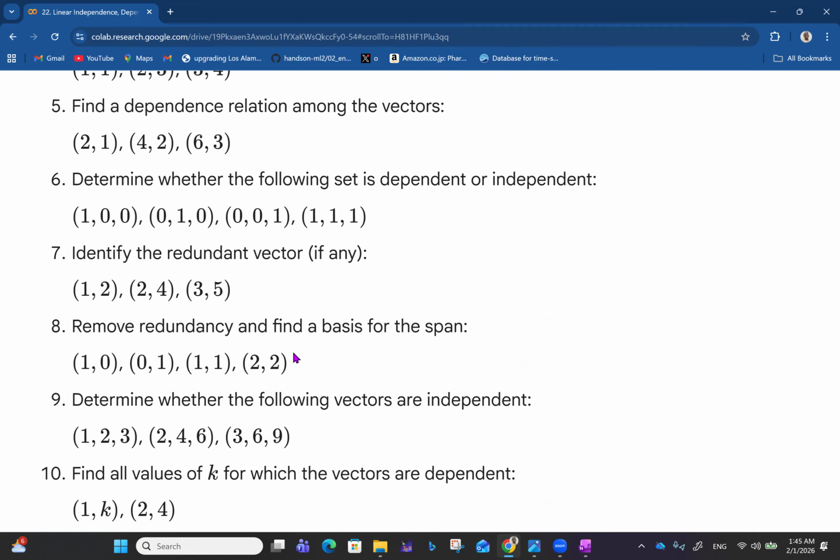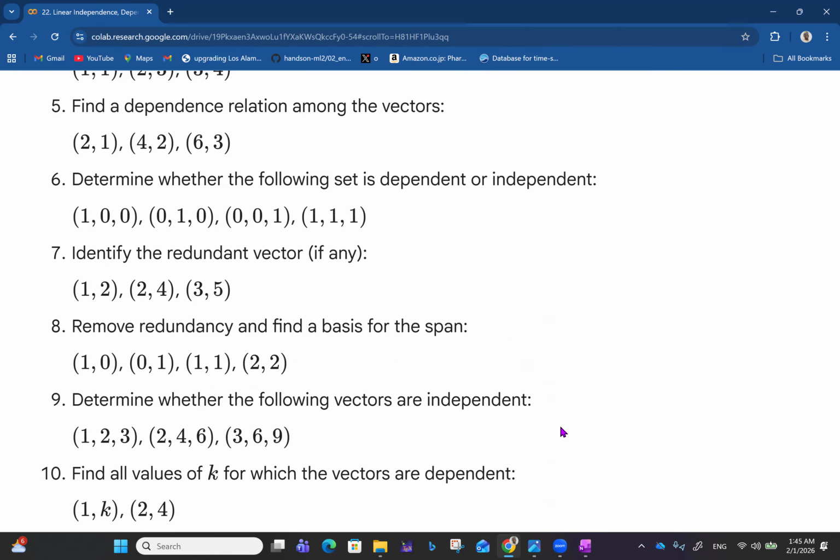So you can remove the redundancy if there's any. (2, 2) duplicates (1, 1), so (2, 2) can be gone. And apart from that, (1, 0) plus (0, 1) gives (1, 1), so (1, 1) can also be gone because (1, 0) plus (0, 1) can give you this. So you just have the first two columns, and then you can do the span thing. Then, of course, you can find the basis. We'll talk about finding basis in the next video, like I said.